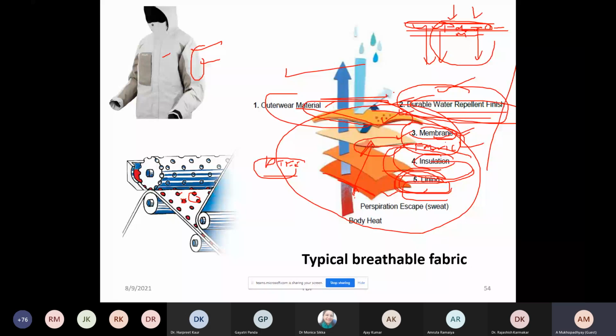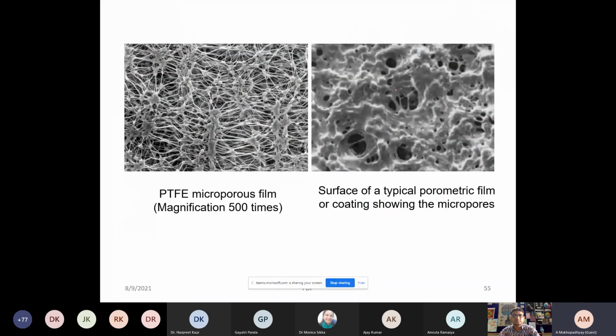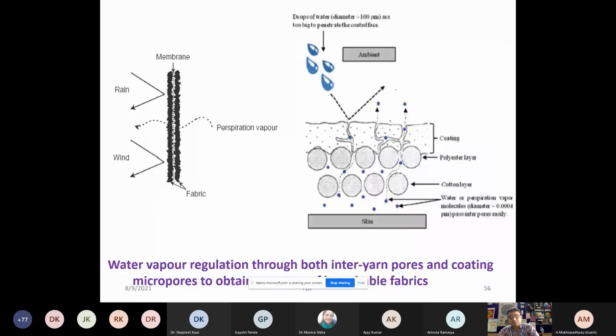But nowadays you can see that one can use either the membrane or insulation material in the case of soft breathable fabric, that is known as soft breathable fabric. So this is the PTFE membrane film, and the porous will be more durable as compared to the membrane. So this is the coating. Coating will be more durable than the membrane, but the moisture vapor transmission through coating will be relatively less as compared to the membrane.